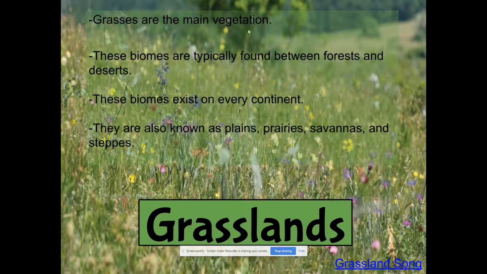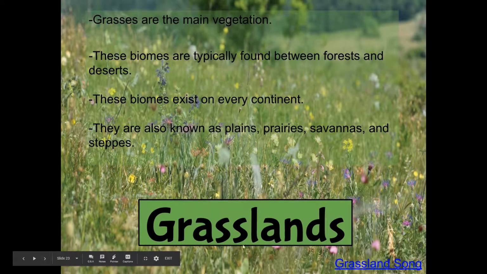So grasslands, surprisingly, just like the forests where the main vegetation is trees, the main vegetation here are grasses. These biomes are typically found between forests and deserts. And again, that's because of the amount of rainfall that's there. So if a grassland had less rain, a good bit less rain, then it would become a desert. If a grassland had a good bit more rain, substantially a larger amount of rain, then they would become forests.